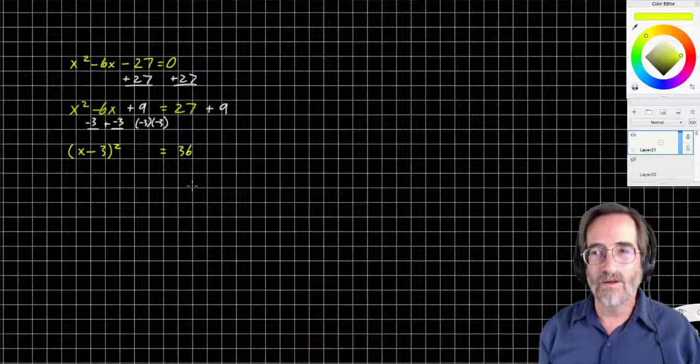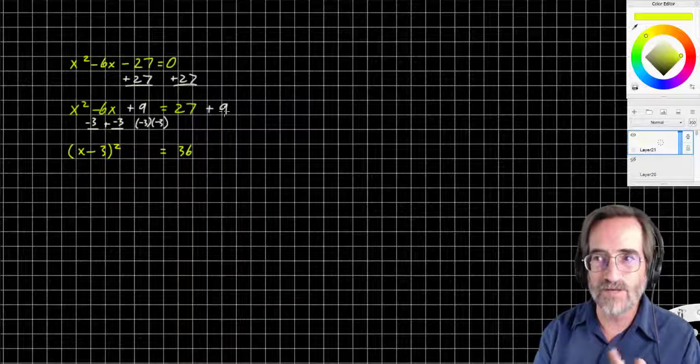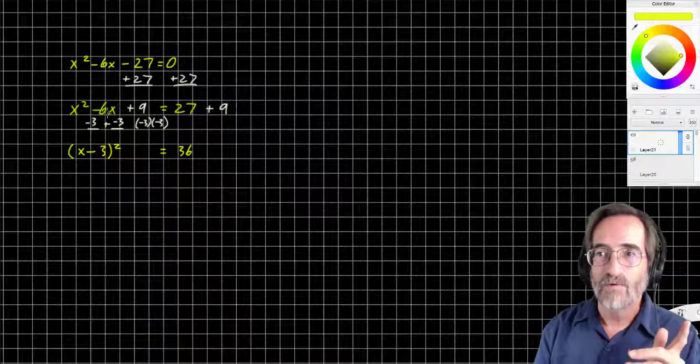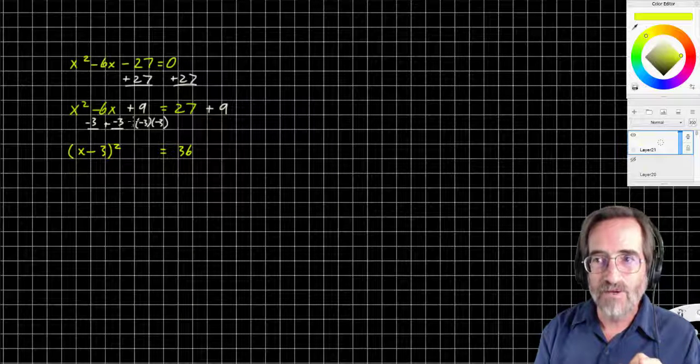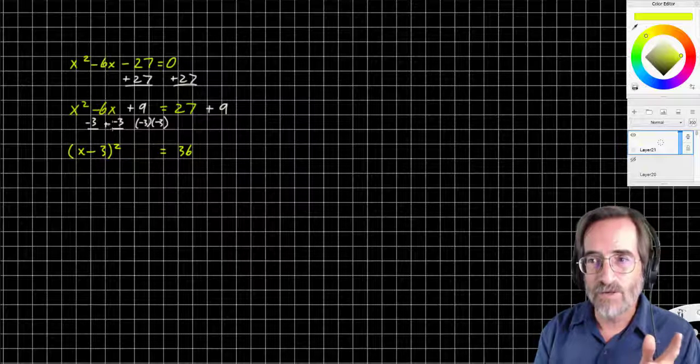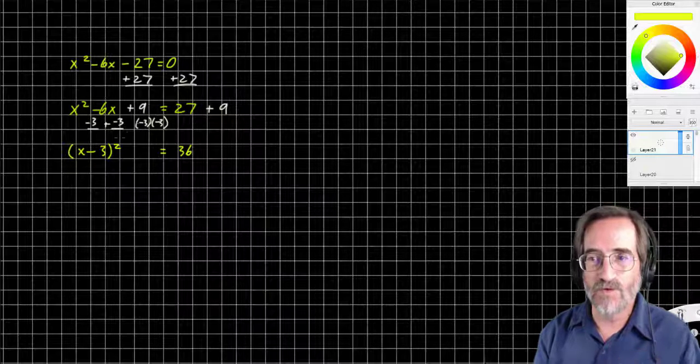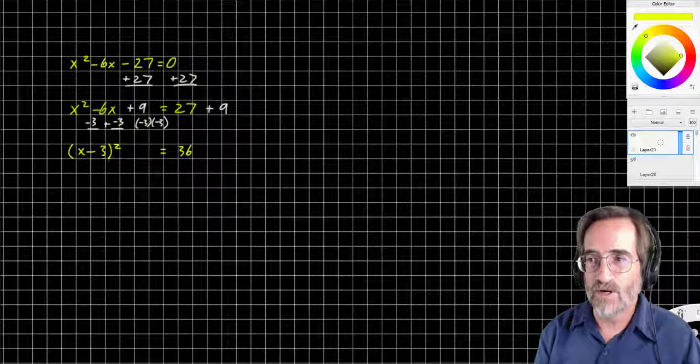So these two steps are probably the trickiest. Getting the 27 to the other side is not too hard. But knowing what to add to both sides: what number adds to itself to make -6, multiply that number by itself to make 9, add 9 to both sides, making the left into a perfect square, x minus 3 squared.